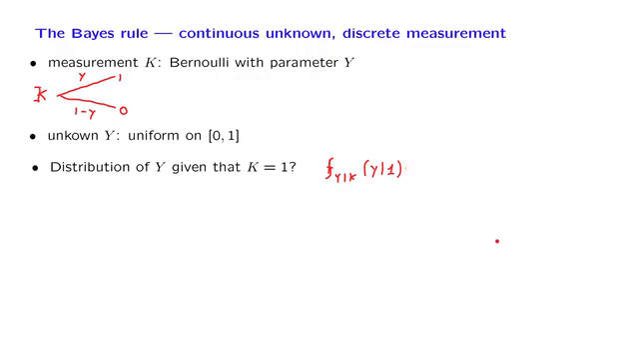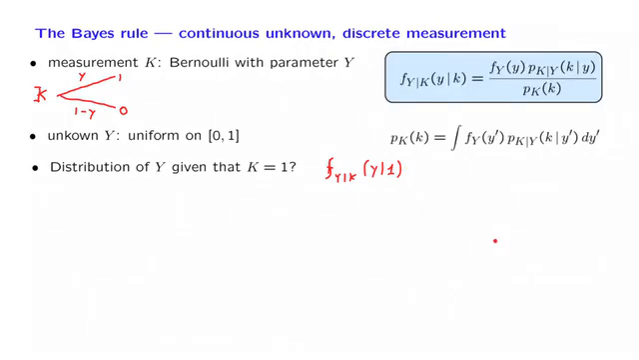The way to approach this problem is by using a version of the Bayes rule. We want to calculate this quantity for the special case where k is equal to 1. So let us calculate the various pieces on the right-hand side of this equation. The first piece is the density of y. This is the prior density before we obtain any measurement. And since the random variable is uniform, this is equal to 1 for y in the unit interval, and of course, it is 0 otherwise.